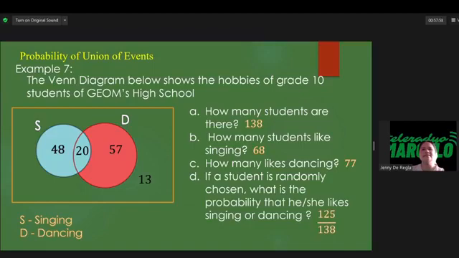Okay, so the answer is 125 over 138. So we're going to add the event for singing and then dancing, the union, 48 plus 20 plus 57, and then over the sample space, 138.